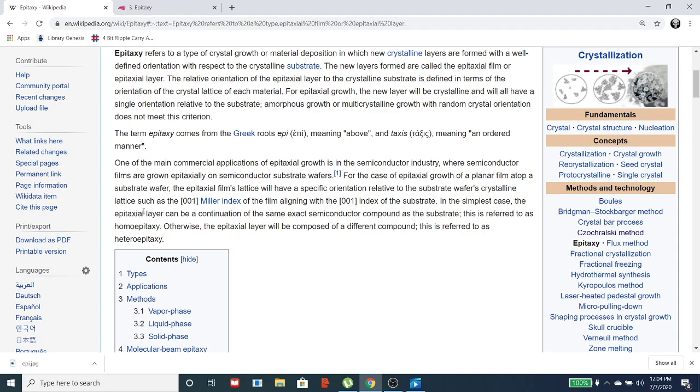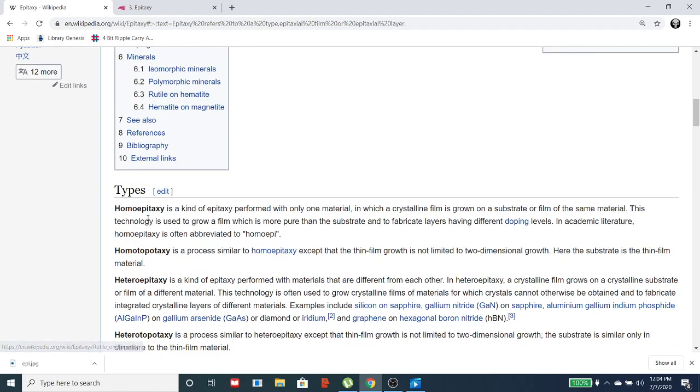We can grow a layer on an orientation of the 001 index, and there are two types of epitaxy. If the material that you are growing on the substrate is the same as that of the substrate, that is known as homoepitaxy. And if the layer is different from the substrate, then it is known as heteroepitaxy. An example of homoepitaxy is silicon on a silicon substrate.